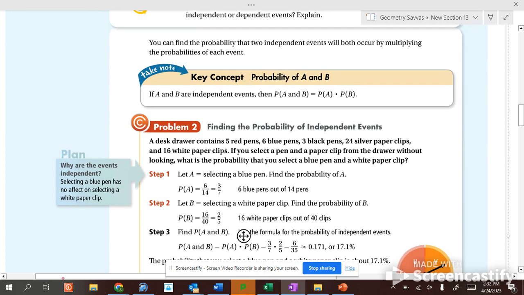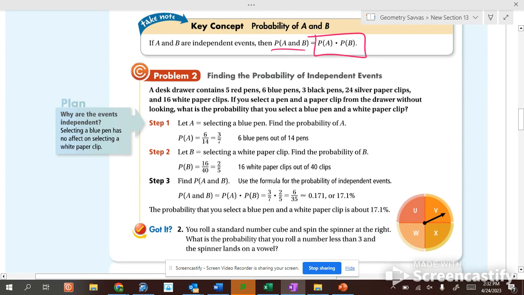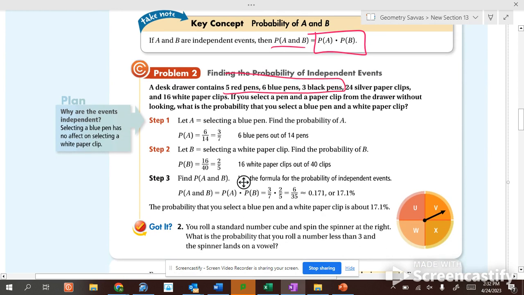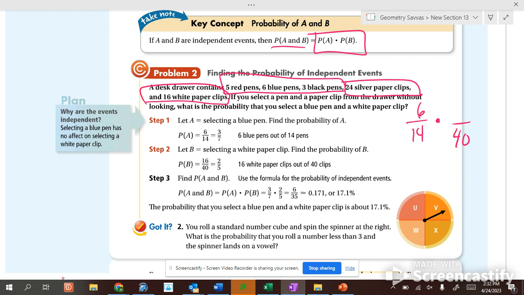All right, so when you have independent events and two events, you just multiply them together like I did with flipping the head and rolling the die. Okay? So if you have 5 red pens, 6 blue pens, 3 black pens, okay? There's 14 total pens. And if you have 24 silver paper clips and 16 white paper clips, there's 40 total paper clips. What's the probability of selecting a blue pen, which is 6 out of 14, and a white paper clip, which is 16 out of the 40? Well, you just multiply them and reduce your fraction. They reduce to 6 out of 35. Okay?